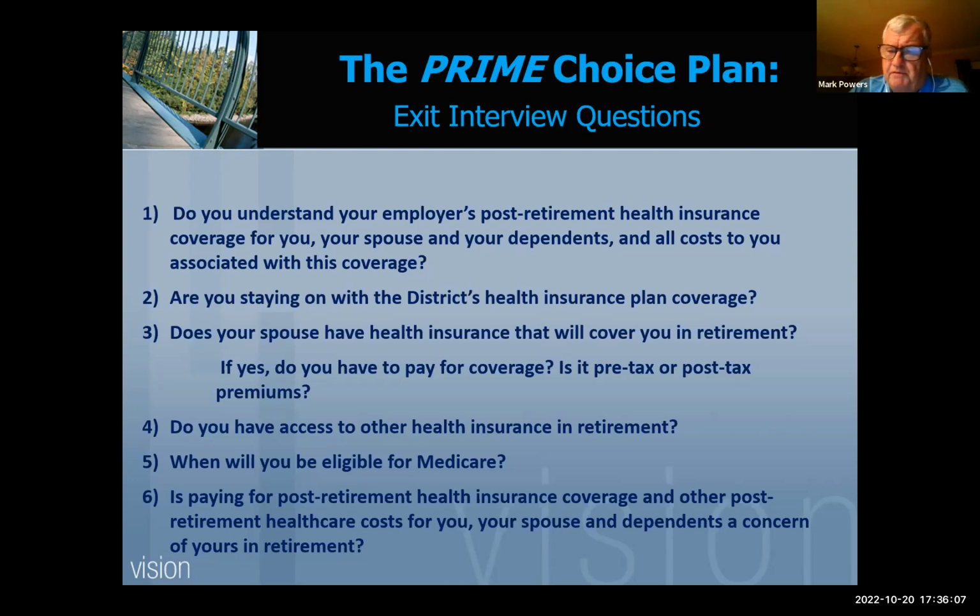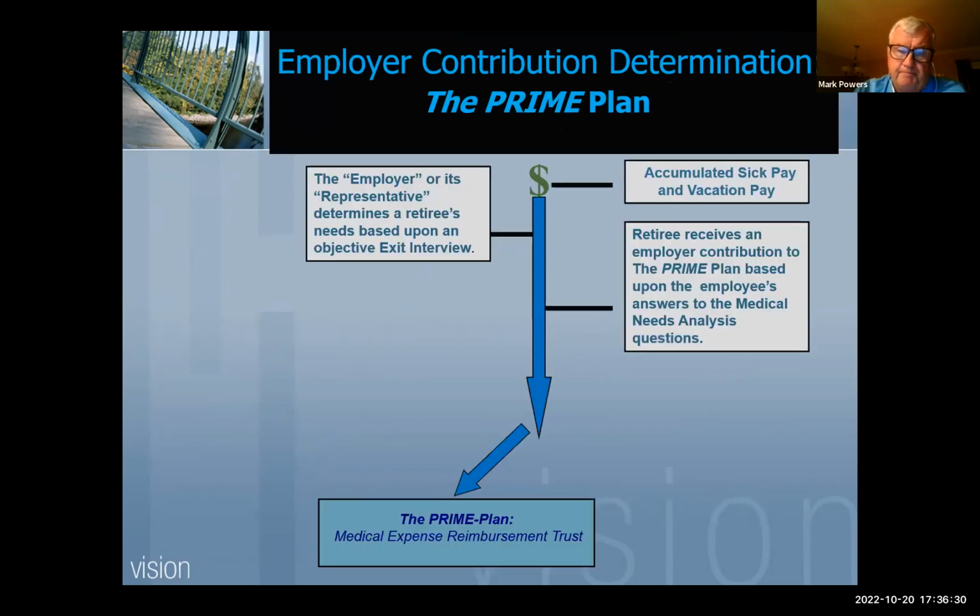The biggest question is, after you've seen the presentation tonight, is paying for post-retirement health insurance coverage and other post-retirement health care costs for you, your spouse, and dependents a concern of yours? That's the key question. So after tonight, and after you analyze where you're getting your health insurance, how would you like to pay for those and which method best suits your needs? So what we're going to do is go over the prime choice plan. With my first retiree, it has been determined that paying for post-retirement health care costs is a concern.